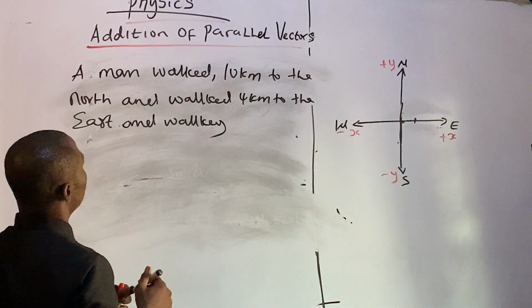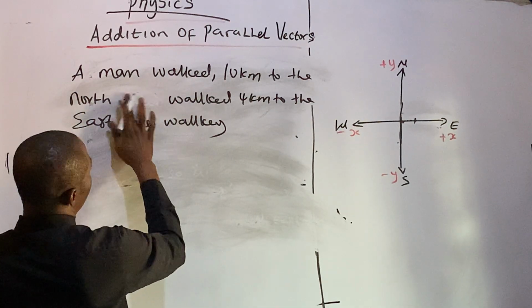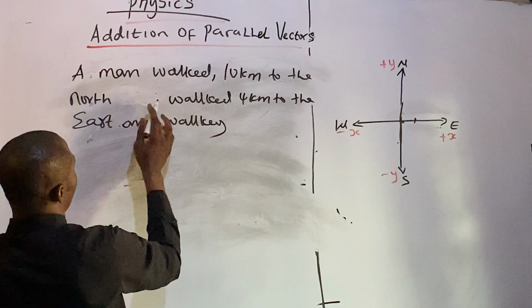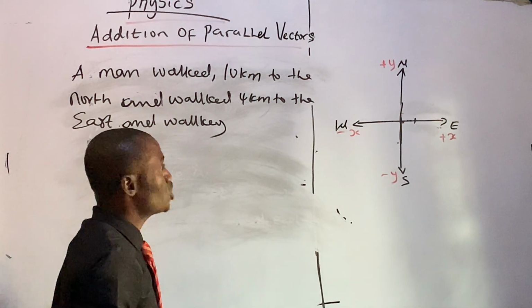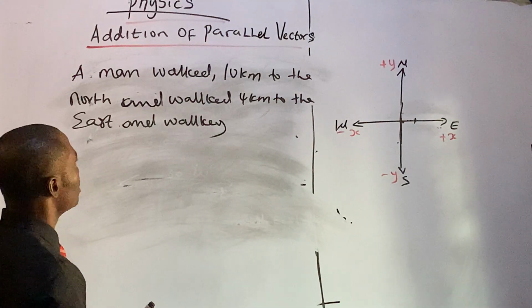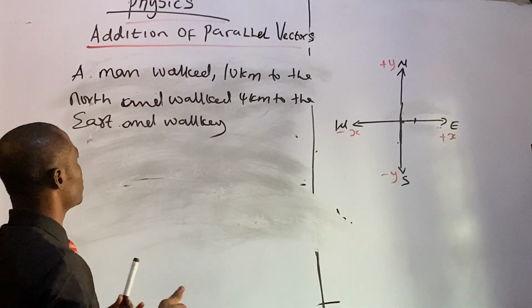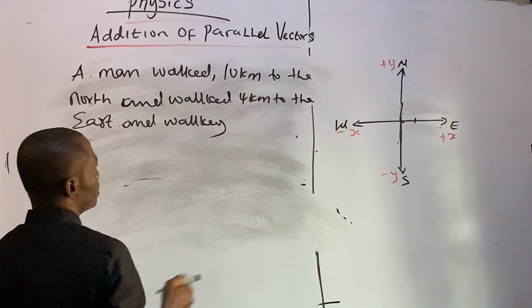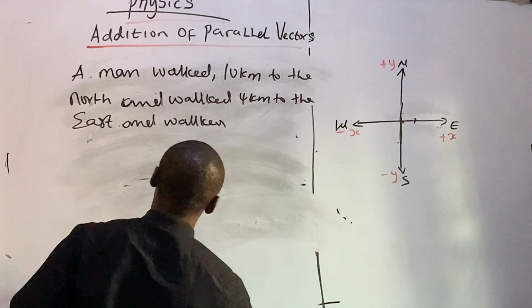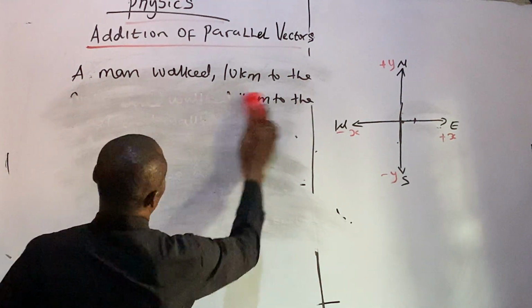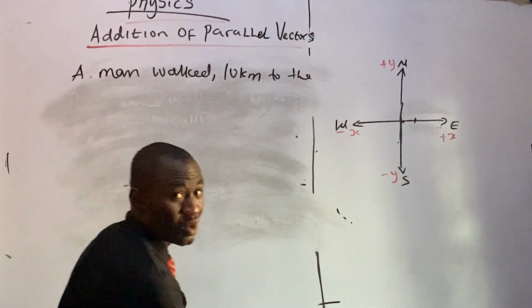A man walked 10 kilometers to the north, comma, walked 4 kilometers to the east, comma, walked. All this "and" is not supposed to be there. Let's make it a more suitable English structure, because in English language that would be very wrong.